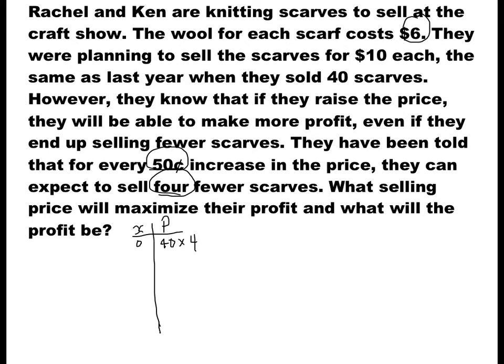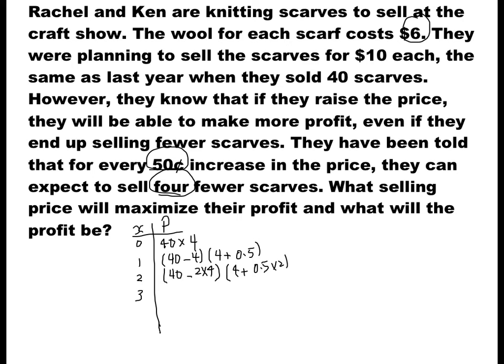When x is 1, this means that I'm going to sell 4 less scarves, so it's going to be 40 minus 4, and the profit per scarf now is 4 plus 50 cents. If x is 2, then I'm going to sell 2 times 4 less than 40, and the profit is going to increase by 50 cents times 2.